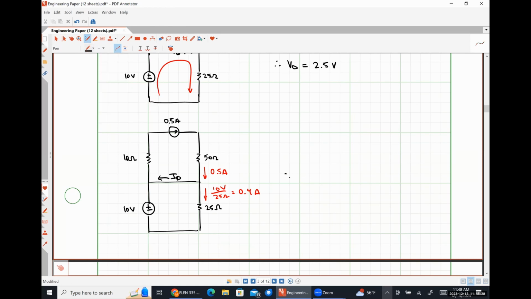Using these results, ID is 0.1 amps. Is this okay? Absolutely. That's a positive number, right? So if we assumed on and we were incorrect, we would expect to get a negative current. Okay.